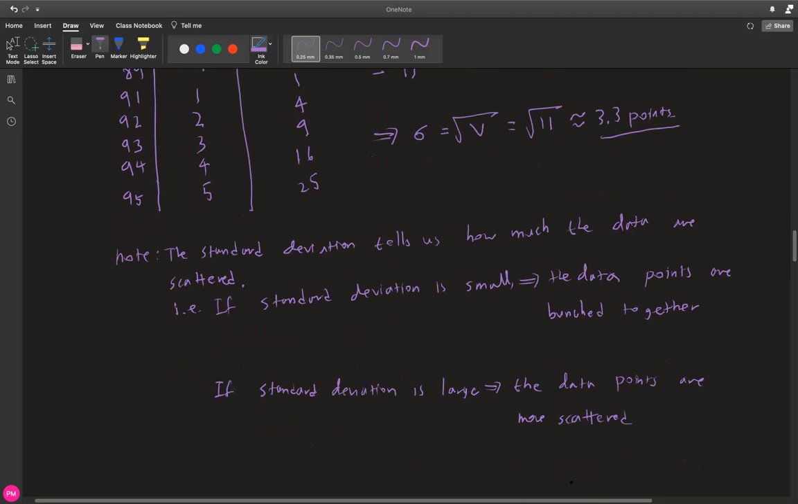So that's it for the class. Next class, I'm going to go over different examples. I'm going to dedicate the whole class to going over examples with the range, interquartile range, and standard deviation. Probably spend more time doing the standard deviation.